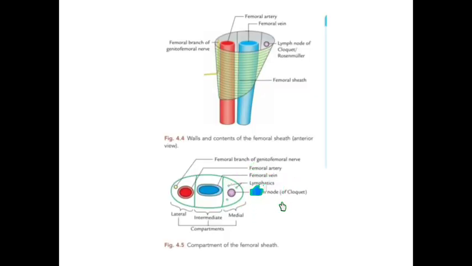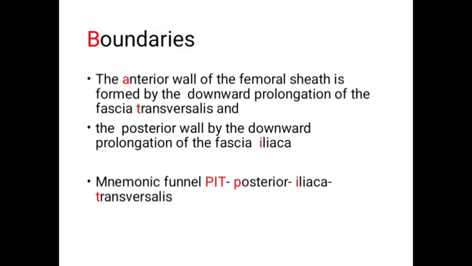So anytime you're asked to write an essay on anything in anatomy, remember to sketch the diagram. There's always a mark for that. You can get 3 points for just sketching the diagram. So for boundaries, the anterior wall of the femoral sheath is formed by the downward prolongation of the fascia transversalis, while the posterior wall is formed by the downward prolongation of the fascia iliaca.